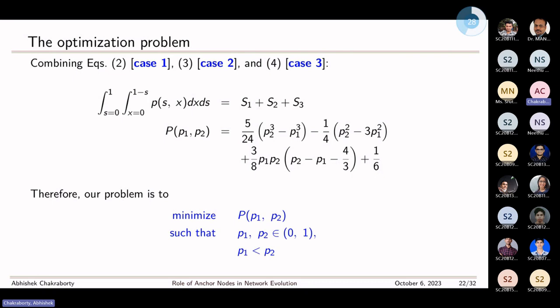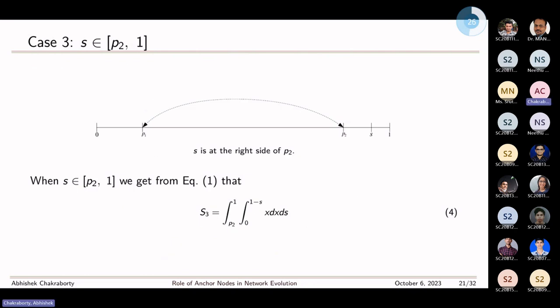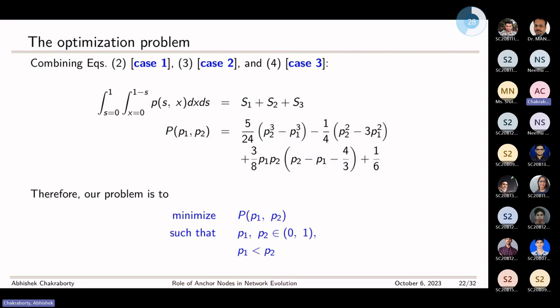We need to minimize this equation to get the values of P1 and P2. We have also identified that P1 is less than P2, which means nothing in this particular equation will change the location of P1 and P2. Here P1 is near 0 and P2 is near 1, so P2 is always greater than P1. We just mentioned that. Is it clear? Yes, sir.